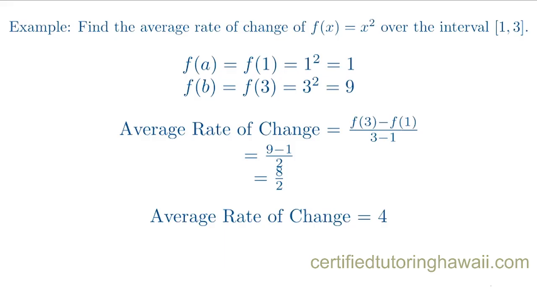It means that, on average, for every 1 unit increase in x, f of x increased by 4 units over this interval. It also means that if you were to draw a line through the points (1, 1) and (3, 9), its slope would be 4. We have now seen how to calculate the average rate of change, fulfilling our first goal for this part of the lesson. Now let's move to our second objective, the rate of change at a point.